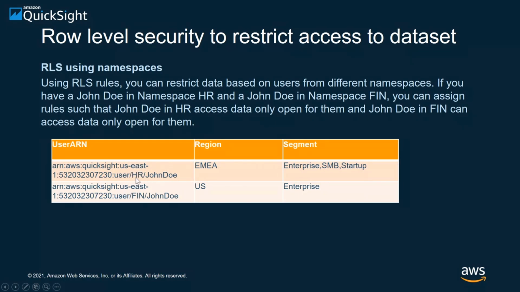And what we are telling is that this particular John Doe who is in HR can access data only for region EMEA, for segment enterprise, SMB, and startup. And this John Doe who is in finance can access data only for US and for segment enterprise. And by this, we have enabled row level security for John Does based on the namespace that they are part of. This is the first type of RLS using namespaces that we have launched, along with RLS using user IDs, which was already available.